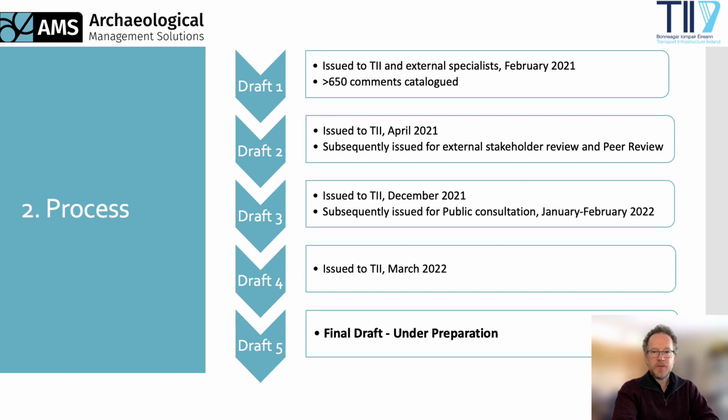From there, the process was to produce the two documents, which have gone through multiple rounds of review and revision by TII and AMS staff, with the input of external stakeholders and experts along the way. Draft 1 of the guidance was issued to TII and the external specialist in February 2021. This was a rough working draft to get things moving, and over 650 comments from TII and the specialists and stakeholders were catalogued to help guide the second draft. Draft 2, issued in April 2021, went for review by external agencies, as well as the peer review. Draft 3 was issued for public consultation earlier this year, and Draft 4 was submitted to TII in mid-March.